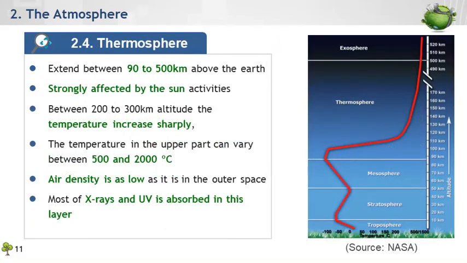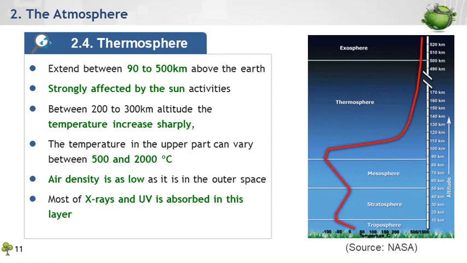The layer just above the mesosphere is called the thermosphere. It lies between 90 km and about 500 km on average. This layer is strongly influenced by solar activity. The temperature in the lowest part of this layer increases sharply, then levels off when it reaches an altitude of about 300 km, then remains steady moving upward.